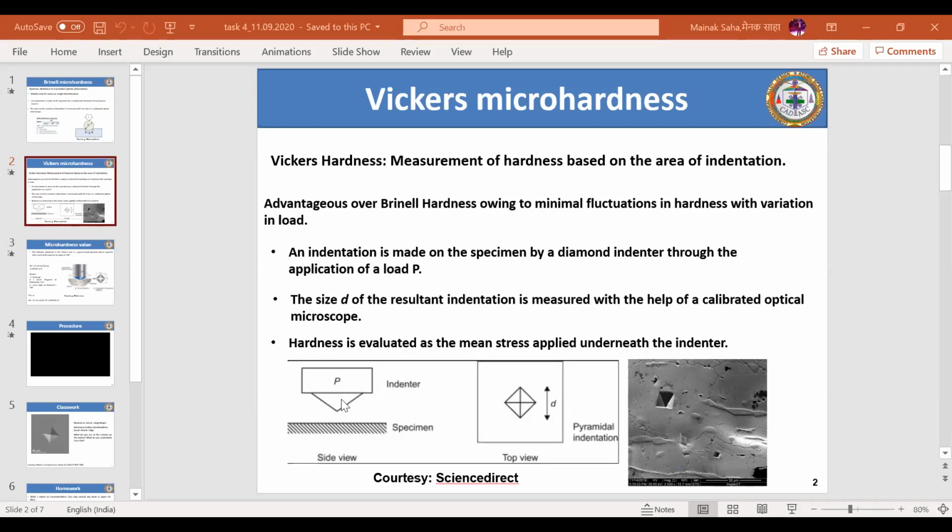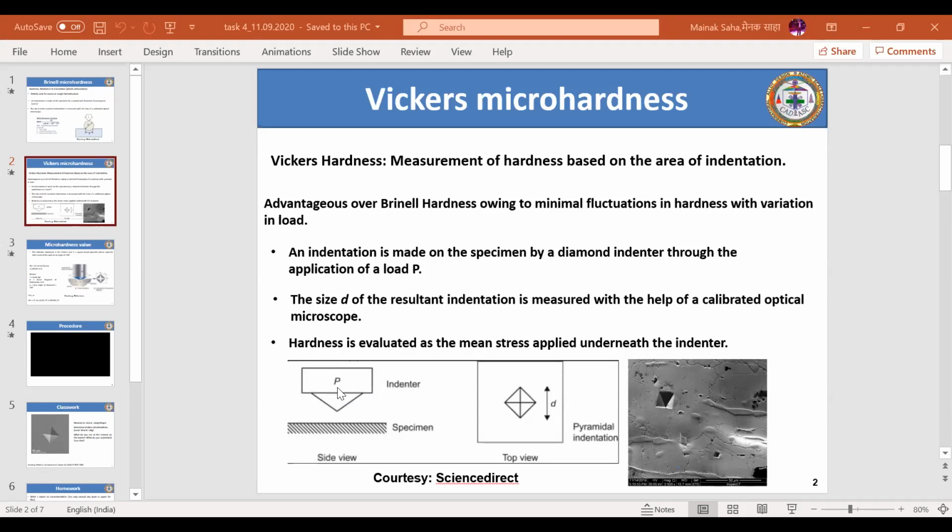This is the support of the indenter. This is the indenter. This cone that you are able to see is actually the indenter. With this indenter, we initially apply a load of around 1 kgf, or you can even go down to around 0.1 kgf. It depends on the materials.